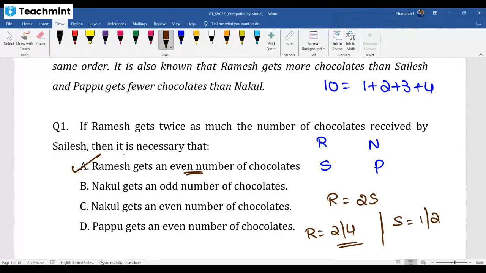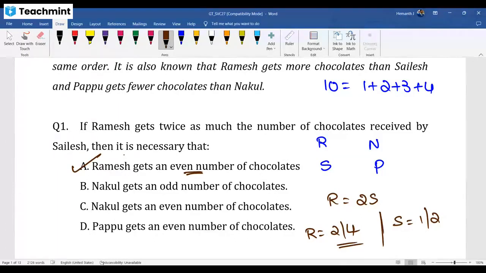If Sailesh is one, then Ramesh is two. If Sailesh is two, then Ramesh is four. So why not the remaining? If we take Sailesh as three, 3 into 2 is 6, which is not there. We have one chocolate, two chocolates, three chocolates, four chocolates only. 6 is not reserved by anyone.